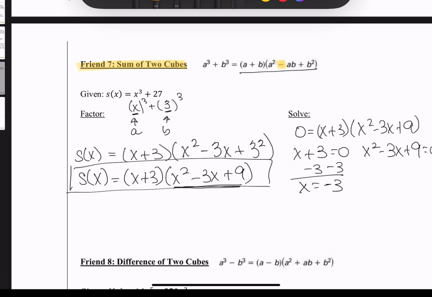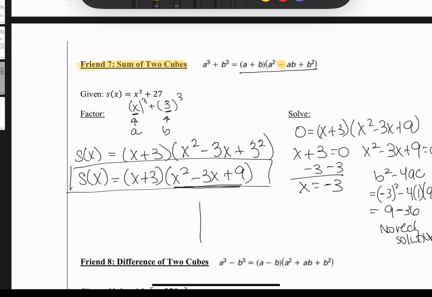And before I even start the quadratic formula, I'm going to see if there are any real solutions here to begin with. So I'm going to use that discriminant, b squared minus 4ac. Let's see what we get here. So that would be negative 3 squared minus 4 times 1 times 9. So that's 9 minus 36, which is a negative number. So how many solutions are there? There are no real solutions. So when you graph this cubic, the only solution that you're going to have is x equals negative 3.